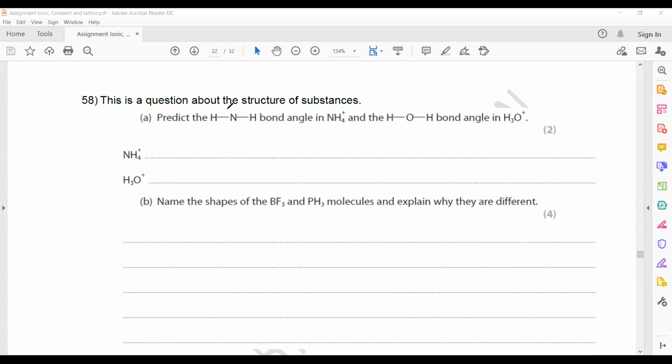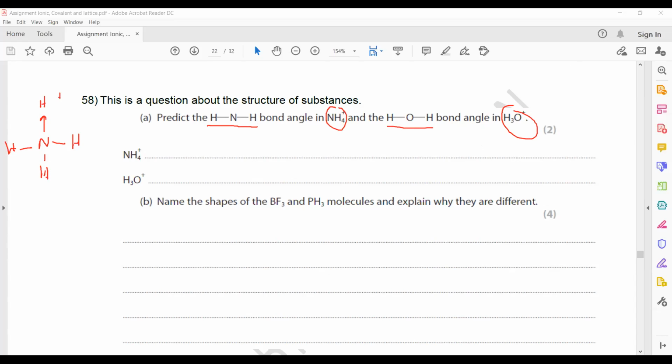So this is a question about the structure of the substance. Predict the HNH bond angle in NH4+ and the HOH bond angle in H3O+. The first thing: you cannot predict without drawing the structure. So when you draw the structure for NH4+, what is the structure? There are 3 covalent bonds and 1 dative bond. So how many bonds are there? You can see 4 bonds, because a dative bond is also considered a bond. So 4 bond pairs are there.